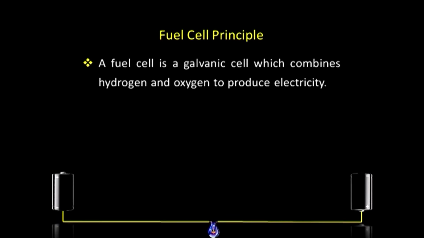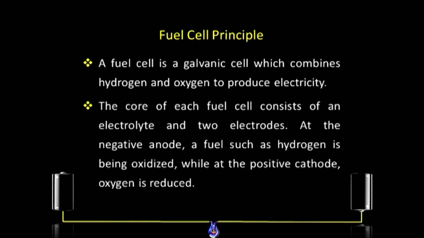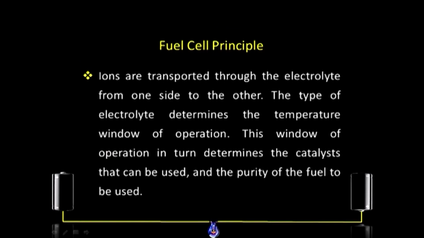Fuel cell is a galvanic cell which combines hydrogen and oxygen to produce electricity. The core of each fuel cell consists of an electrolyte and two electrodes. At the negative electrode, a fuel such as hydrogen is oxidized, whereas at the positive electrode, that is the cathode, oxygen is reduced. So we can say ions are transported through the electrolytic membrane or electrolytic solution from one side to the other.